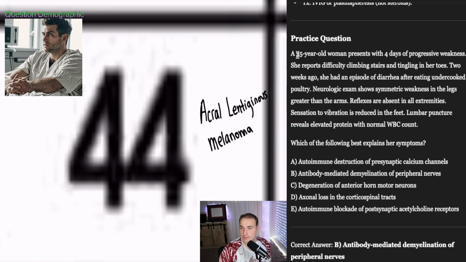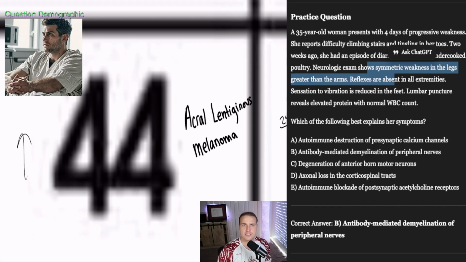Anyways, a 35-year-old woman with four days of progressive weakness, difficulty climbing, and tingling in her toes, with an episode of diarrhea after eating undercooked poultry. Lumbar puncture reveals elevated protein with normal white blood cell count. Answer: antibody-mediated demyelination of the peripheral nerves. So this is pointing at Guillain-Barré, specifically acute inflammatory demyelinating polyneuropathy. And so it's post-infectious.